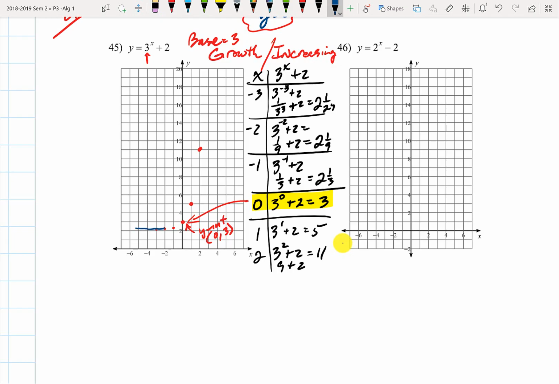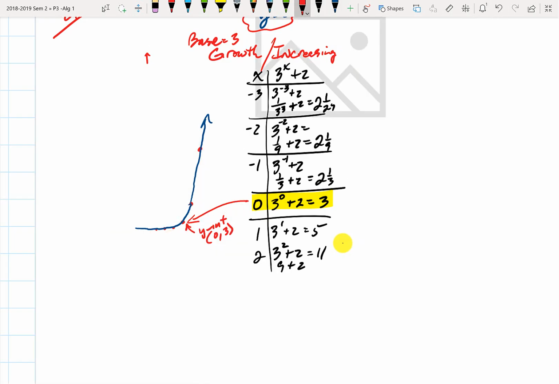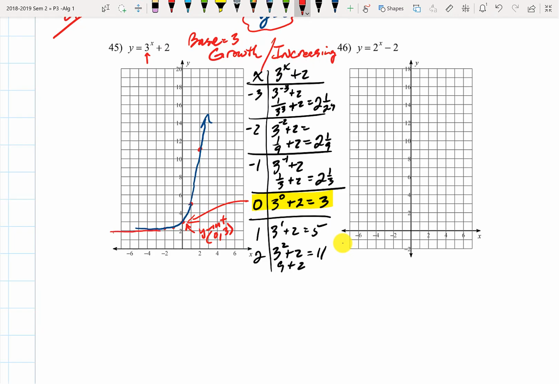So the function looks like exponential. It takes off upward. It's growing exponentially. Much different than linear functions. Your horizontal asymptote is at 2. You could have predicted that right here. I already know that my horizontal asymptote is y equals 2.